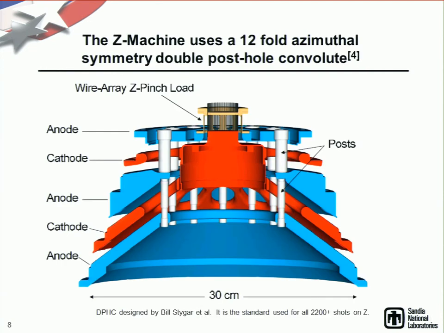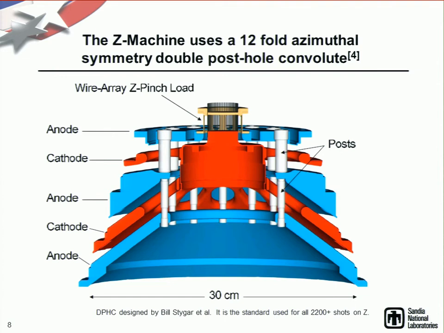So the Z post-hole convolute is a little bit more complicated than the picture I just showed. They have 4 transmission lines, not 2. So you actually have to stack 2 of these on top of each other to get the combination of the 4 gaps into a single gap with your wire right here.